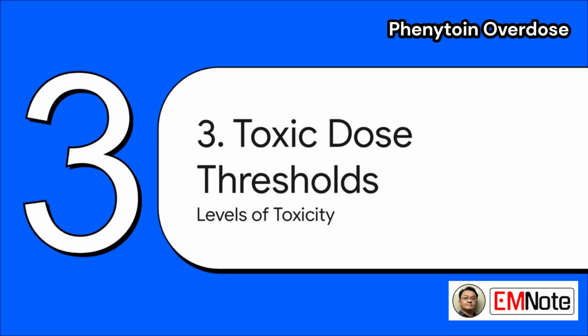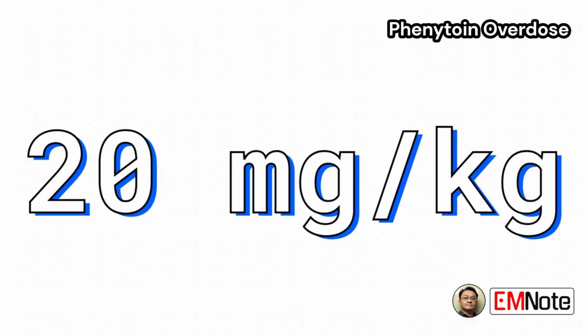Now for the numbers. Let's cover the specific dose thresholds that you should be aware of. A key number to remember is 20 milligrams per kilogram. An ingestion at this level is where you'll start to see those cerebellar signs like ataxia begin to appear. This is your marker for mild to moderate toxicity.